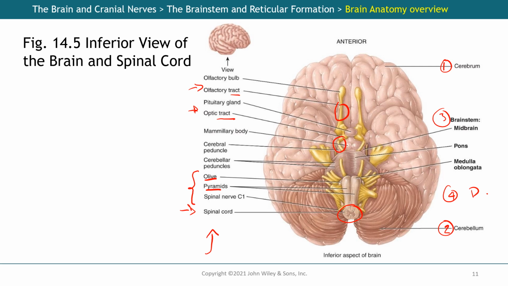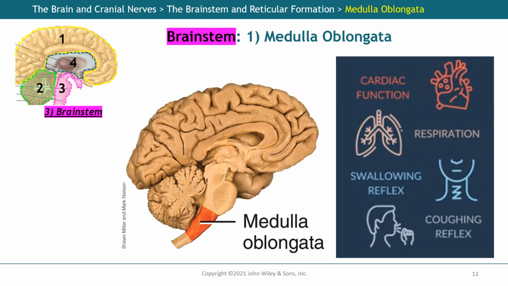And so we're going to start moving, and start not with the cerebrum. We're going to start with the brainstem because it's the first section, the continuation of the spinal cord. So let's start with the brainstem. As I said, we are going to start with the closest to the spinal cord, that is the brainstem, and the closest of the parts of the brainstem to the spinal cord is the medulla oblongata.